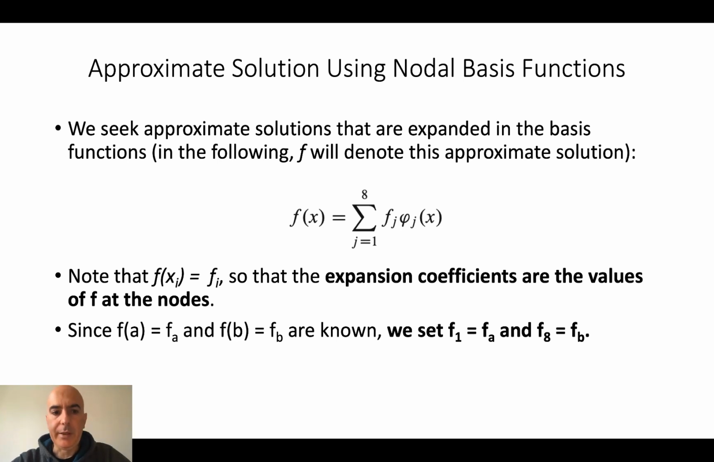What happens at the boundaries? Well, since f defined at A is equal to fa and f defined at B is equal to fb by definition of the boundary condition, we set f1 equal to fa and we define f8 equal to fb. So these are defined by the boundary conditions.